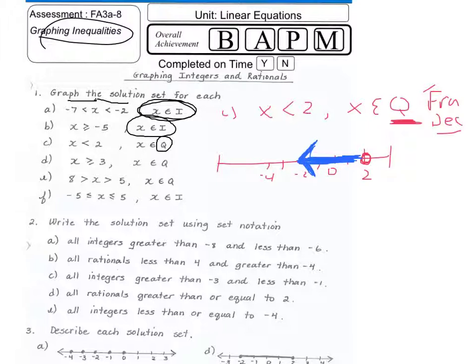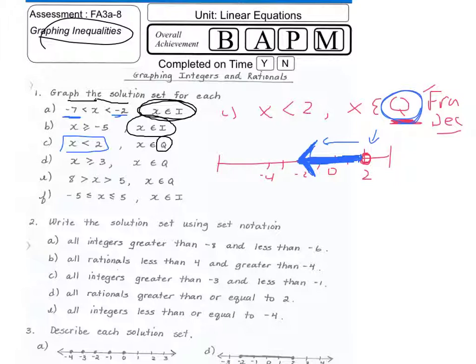Now the other one didn't have an arrow because it was between two numbers. This one is not between two numbers, so it goes on forever in this direction. And that says x will be any number that is less than 2, but it's not equal to 2. And it's all the numbers in between the whole numbers, because that's what rational means. And that's how we graph that.